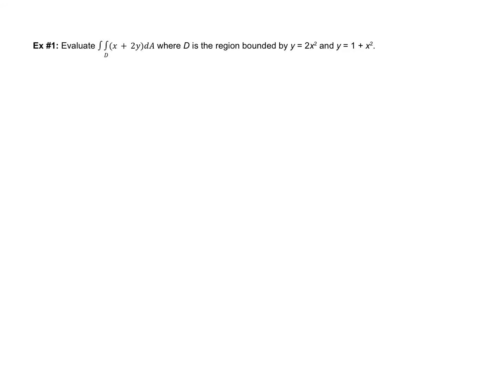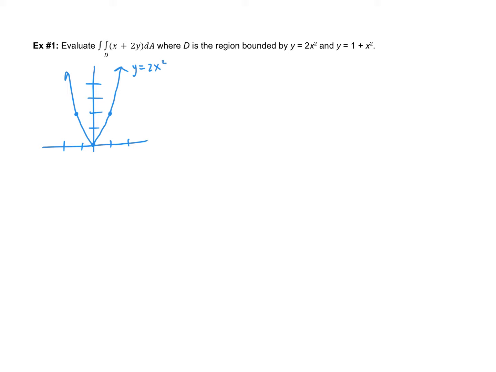Example 1, evaluate this double integral where D is the region bounded by y equals 2x squared and y equals 1 plus x squared. The first key here is we have to see what our region actually looks like. So we're going to have to start by graphing this. And if I were you, I would try to be very accurate as to what this region is that we're looking at. If I start with y equals 2x squared, I'm going to go through 0, 0, and I'm going to go through 1, 2, and negative 1, 2. That's going to give me this blue parabola right here. So that is our y equals 2x squared.